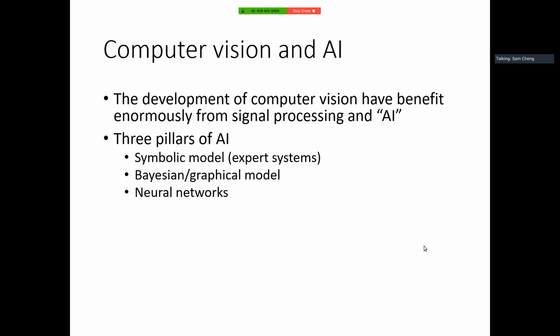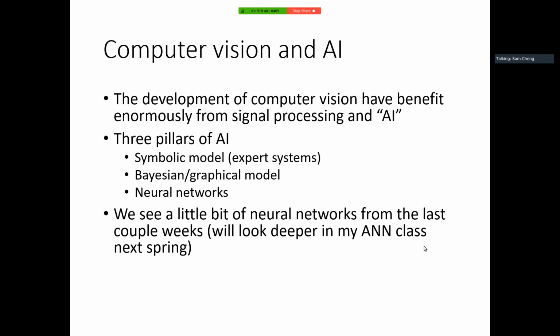In the real world, technology-wise, there are three pillars of AI, I guess many will consider it that way. It's really the symbolic model, something like expert systems; the second one is the graphical model, like Bayesian techniques; and the third one is neural networks. We mentioned neural networks in the last couple of weeks, and if you're interested, you can dig deeper in my another class.